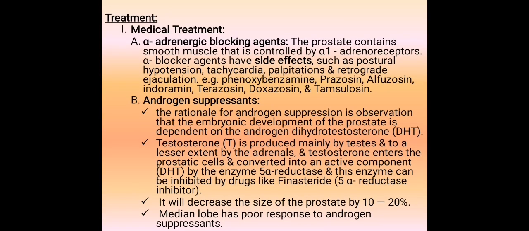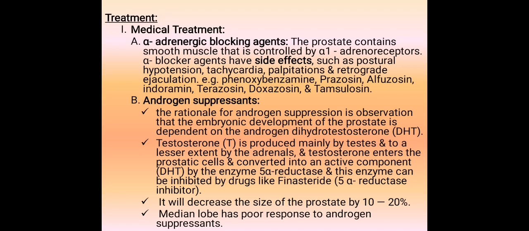How to manage patients with benign prostatic hyperplasia? The lines of treatment start with medical treatment, in the form of alpha blocker drugs. The prostate contains smooth muscle that's controlled by alpha-1 adrenoreceptors. When blocking the alpha receptors in the prostate, dilatation of the prostatic muscles facilitates the urine flow.